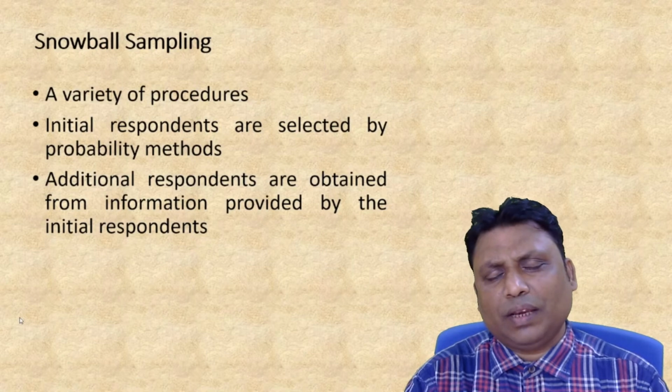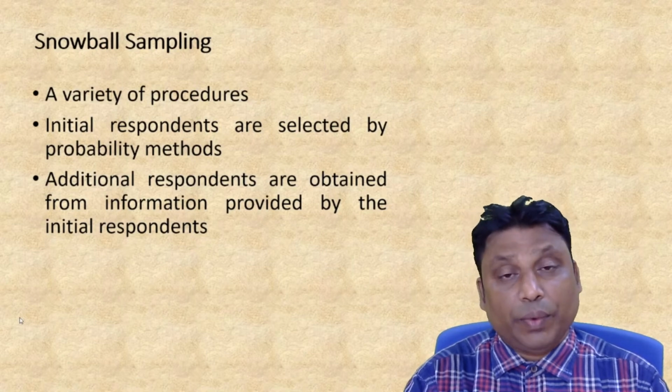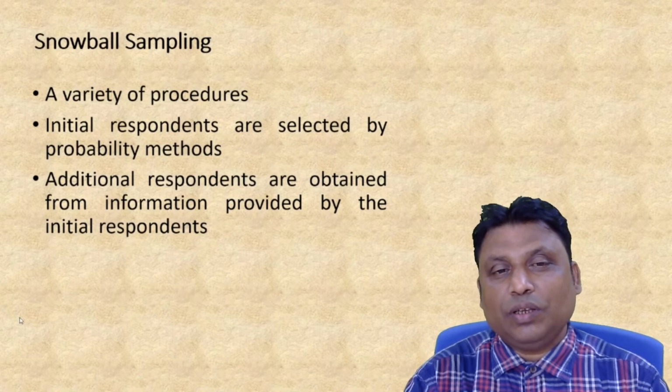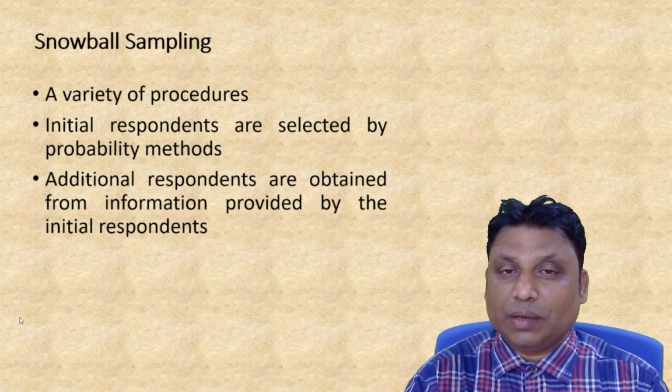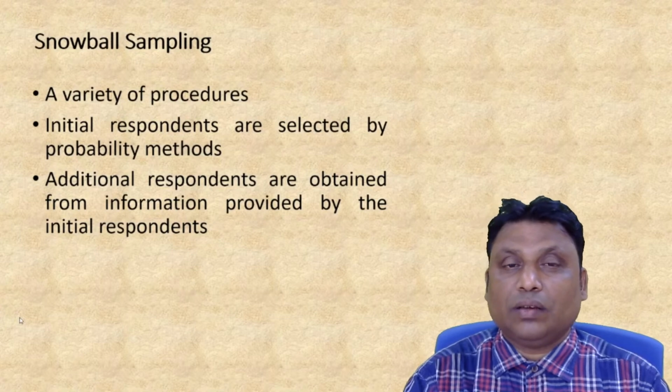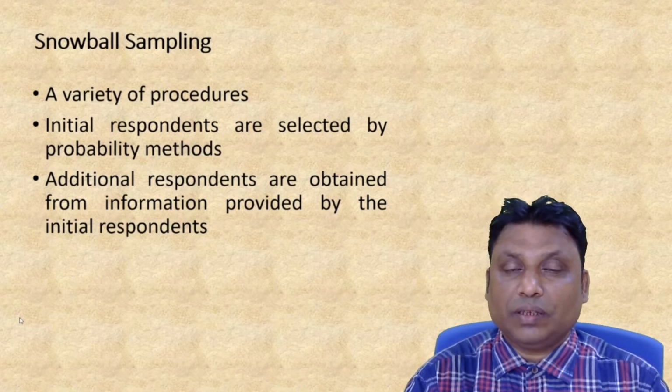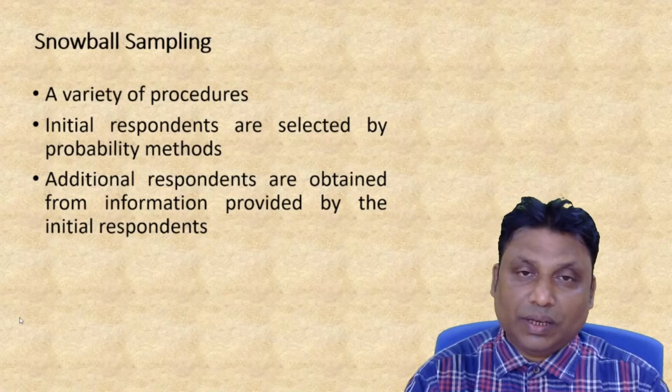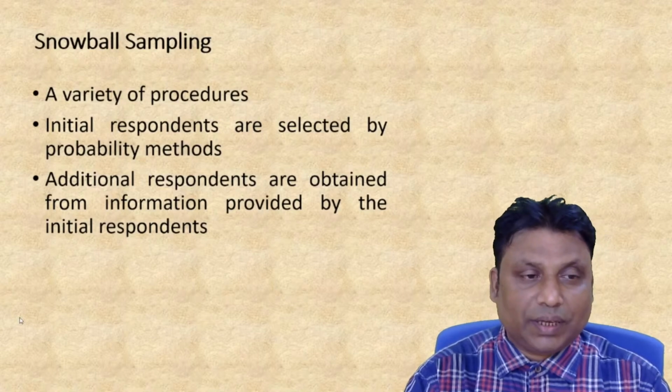Information may be collected from various methods you can implement there. Initially, you first use the probability methods. Probability methods means probability sampling methods. There are 5 methods we will discuss later on: simple random sampling, systematic sampling, stratified sampling, cluster sampling, and multi-stage sampling.